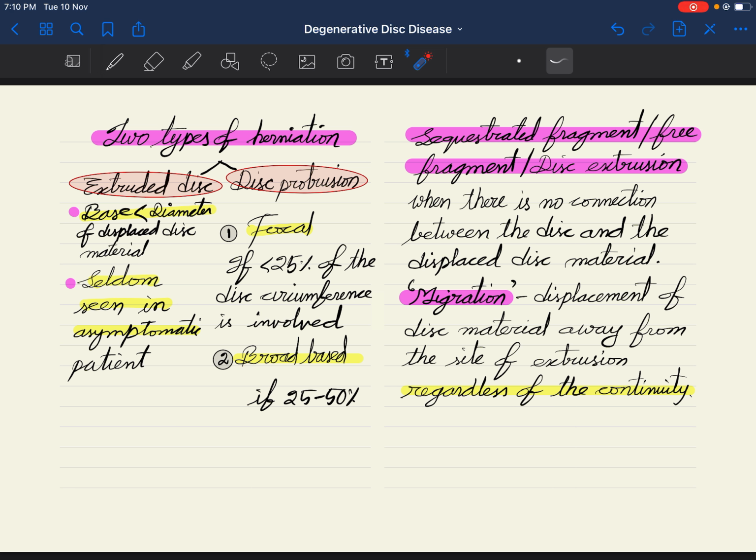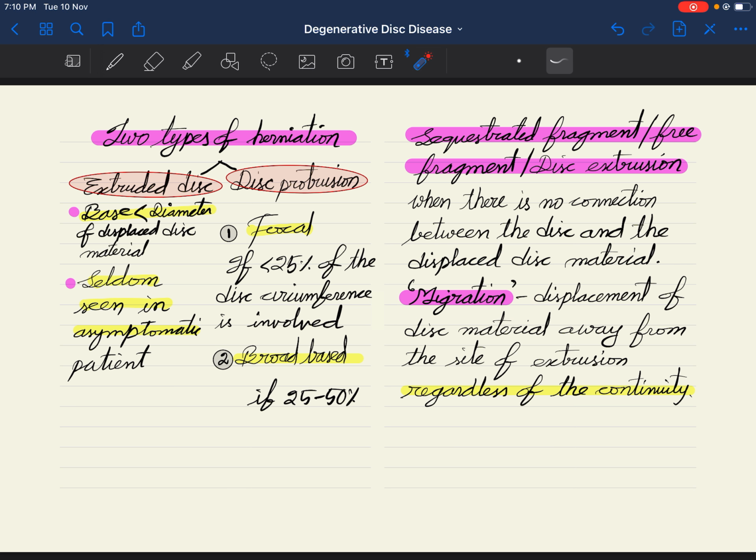So let us talk about sequestrated fragment or free fragment. This is the situation when there is no connection between the disc and the displaced disc material. In some cases imaging cannot show the continuity of the displaced disc material, and in that case we may use the word migration.